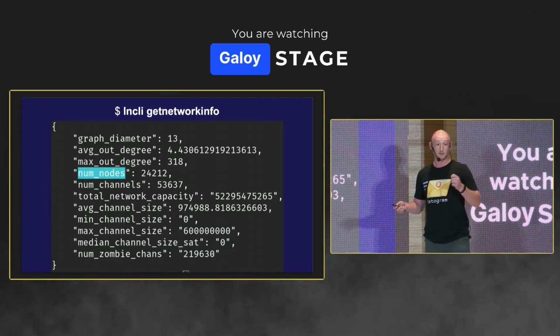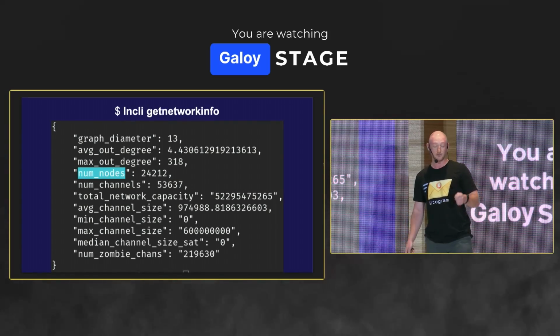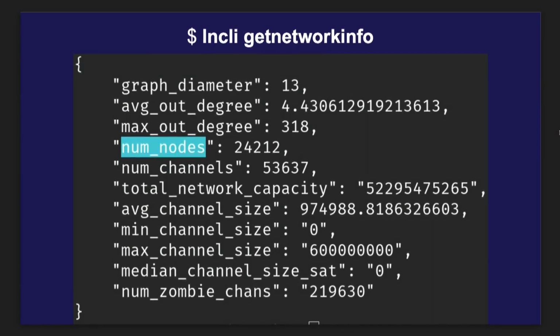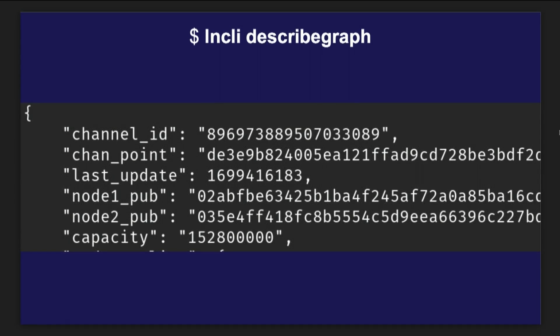Well, you can ask your node actually, because your node, your Lightning node, has a view of tons of other nodes on the network, right? It has a view of the channel graph. So you can run a command, for example, get network info using LNCLI, and you can see, hey, my node sees 24,000 other nodes on the network. I can use another command called describe graph, which will actually tell me every channel on the network and which peers it's between.